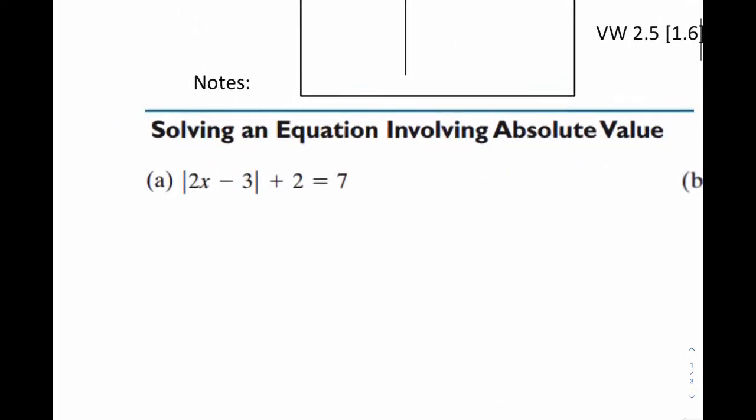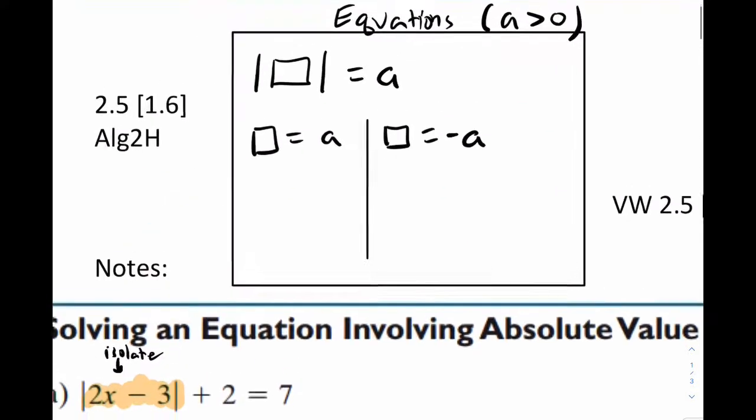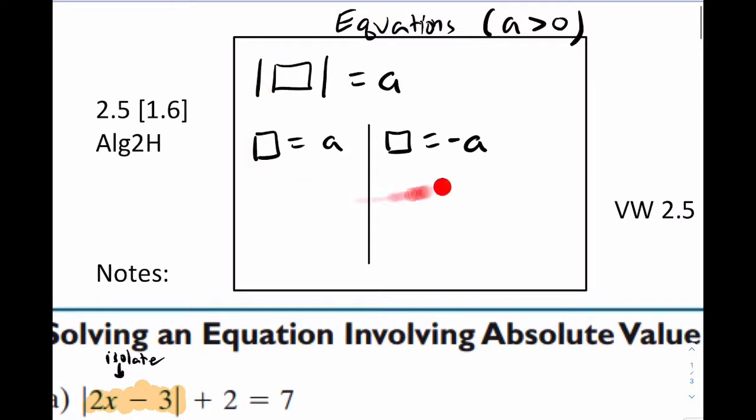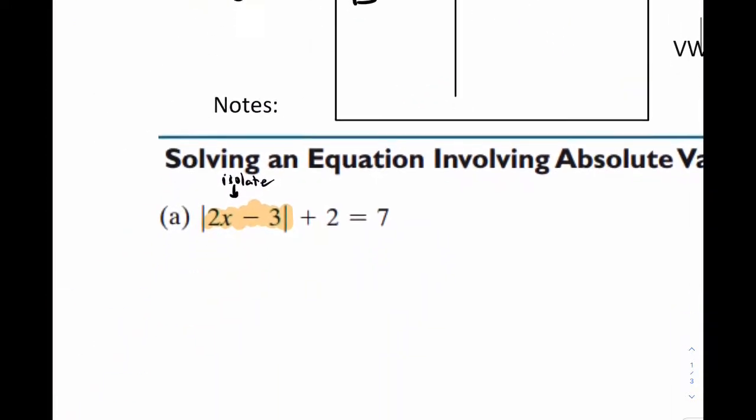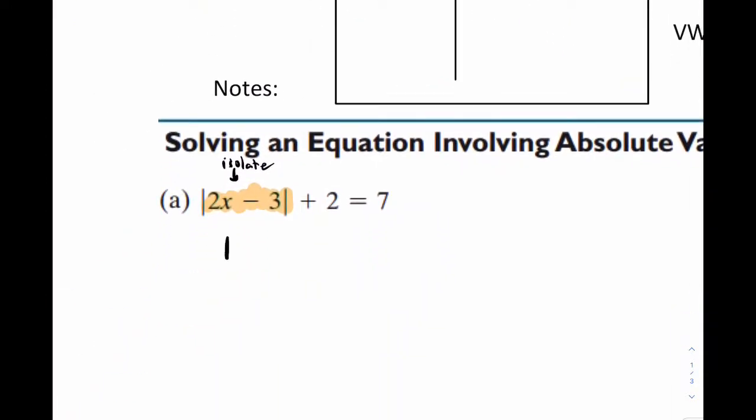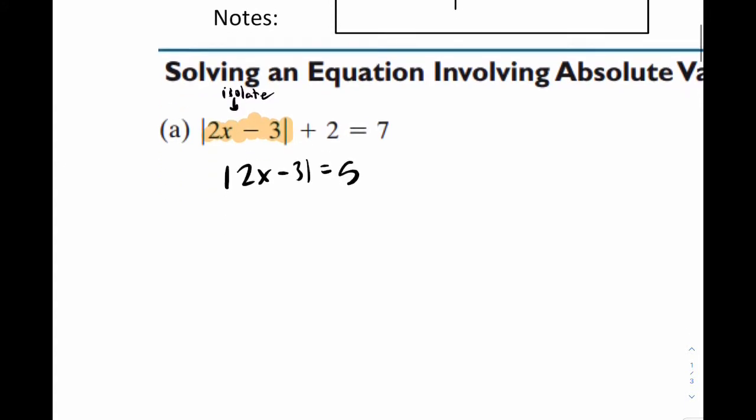In our first example, we're going to isolate the absolute value. It's typically what you want to do. Isolate, because if it's isolated, we can use this property. So I'm going to move that 2 over, and I'm going to separate. So think of the box as, again, whatever is inside your absolute value. So that's our box right there.